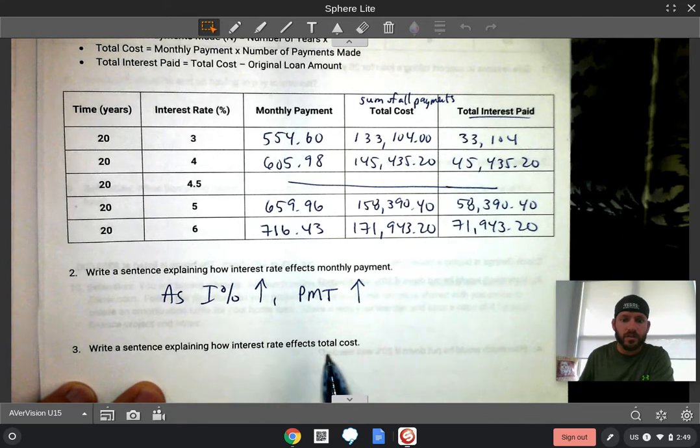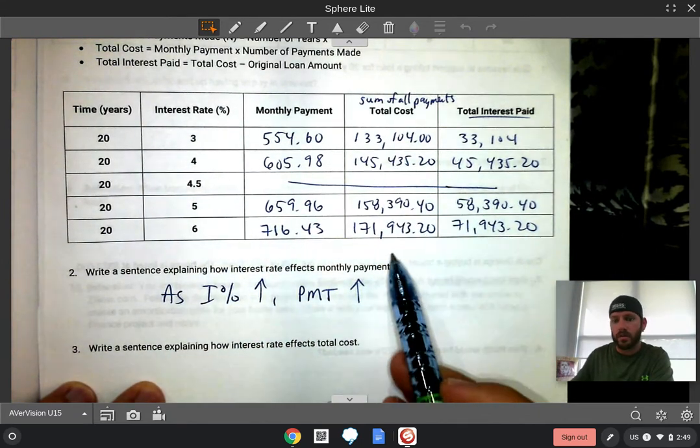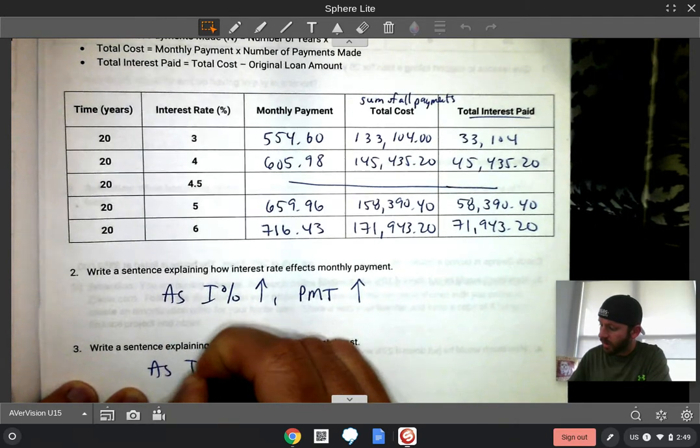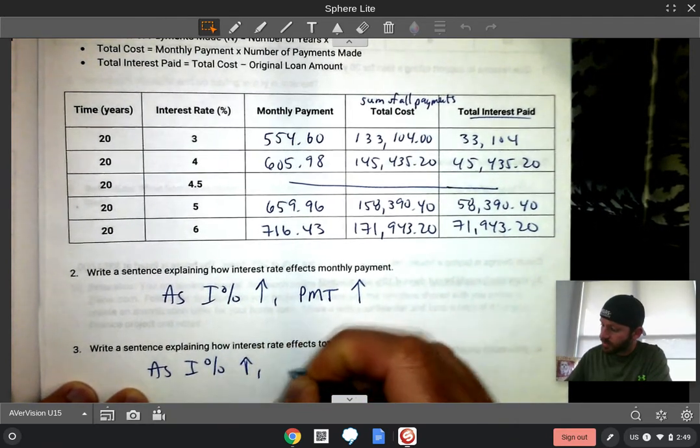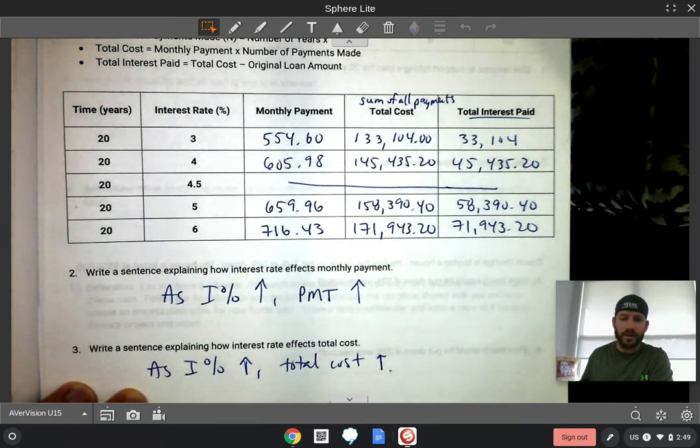And then how does interest rate affect total cost? So as interest rate increases, our total cost also increases. As interest rate increases, the total cost also increases.